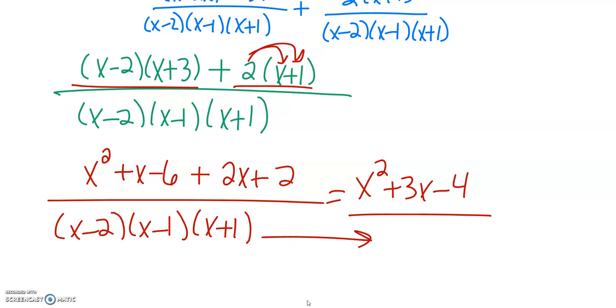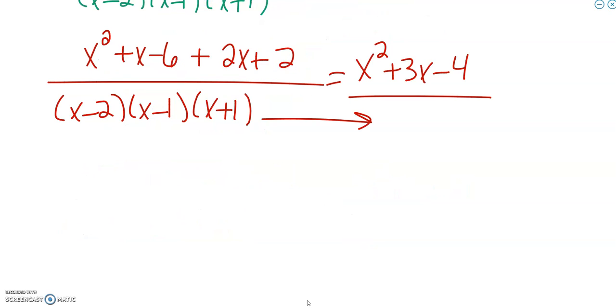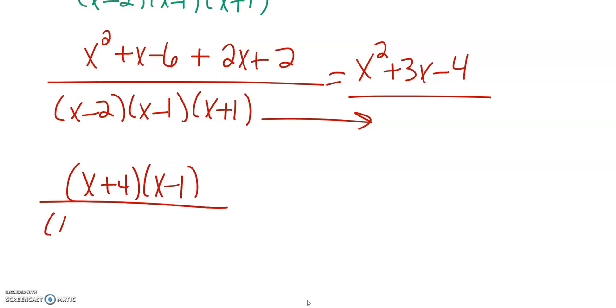I'm just going to go ahead and do that right now because we're going to write it again in a minute. So let's factor x squared plus 3x minus 4. That's going to be x plus 4 and x minus 1. And that's all over x minus 2 times x minus 1.